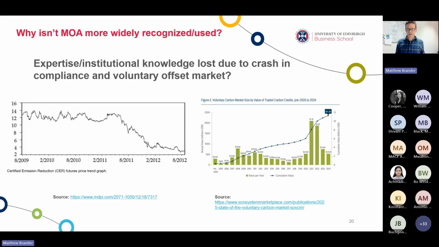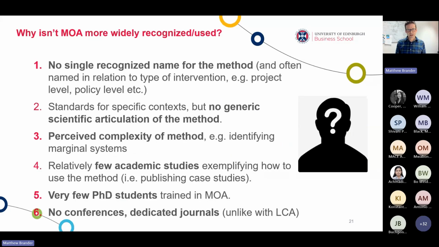do we quantify the change in emissions caused by direct air capture? And people are just reaching for the methods that they're aware of, which aren't necessarily MOA. They might be things like LCA, attributional LCA. So this might be part of an explanation for what we're seeing in the offset market.